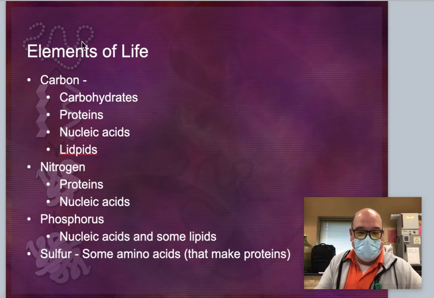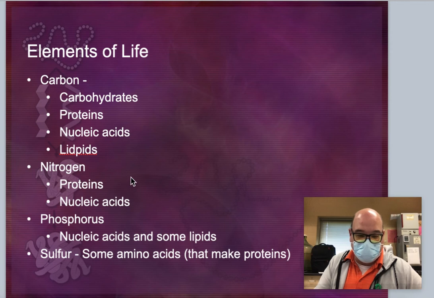So when we look at where these are found, we're going to basically say that carbon is found in all four of the big categories. So carbs, which include sugar, starches, cellulose, proteins, those are made of amino acids. Nucleic acids are things like DNA and RNA. Lipids are your fats and oils. So these all have carbon in them. So carbon's pretty universal when it comes to biology.